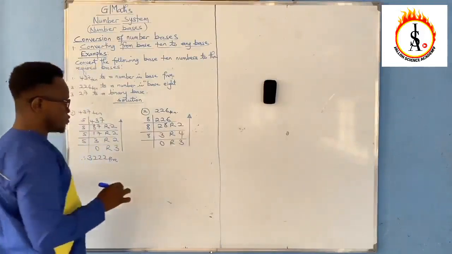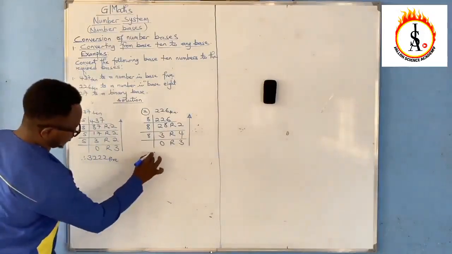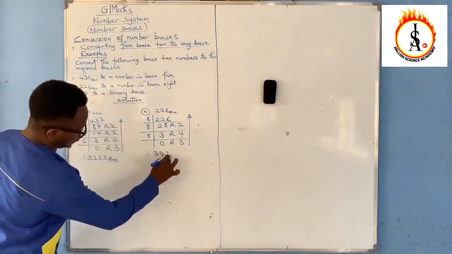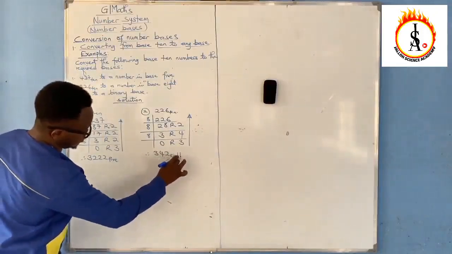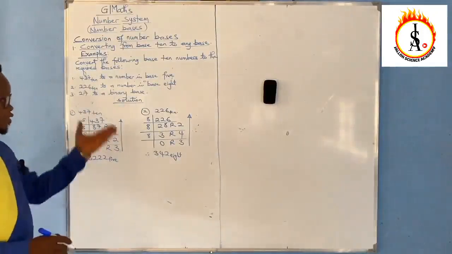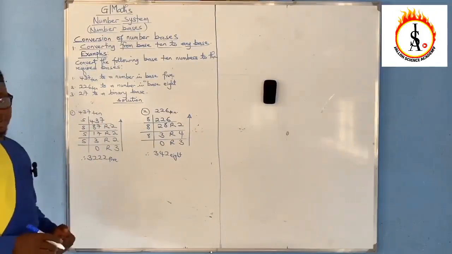So indicate our arrow from bottom to top. Our answer therefore is 3, 4, 2 in base 8. So this is the answer to the second example.